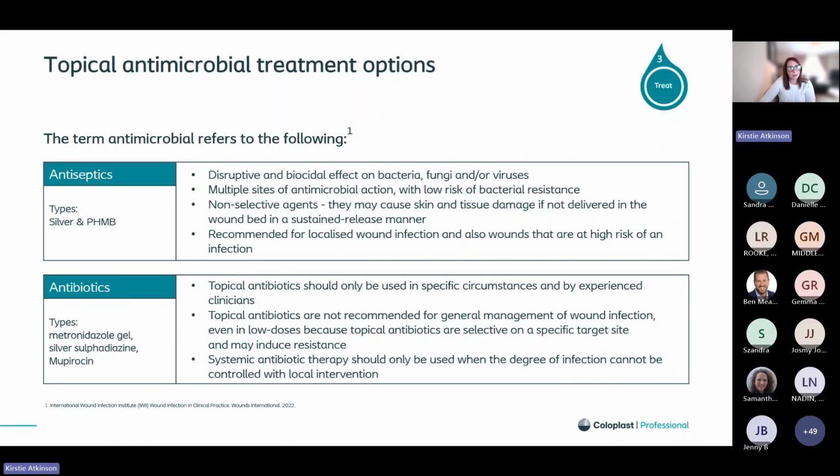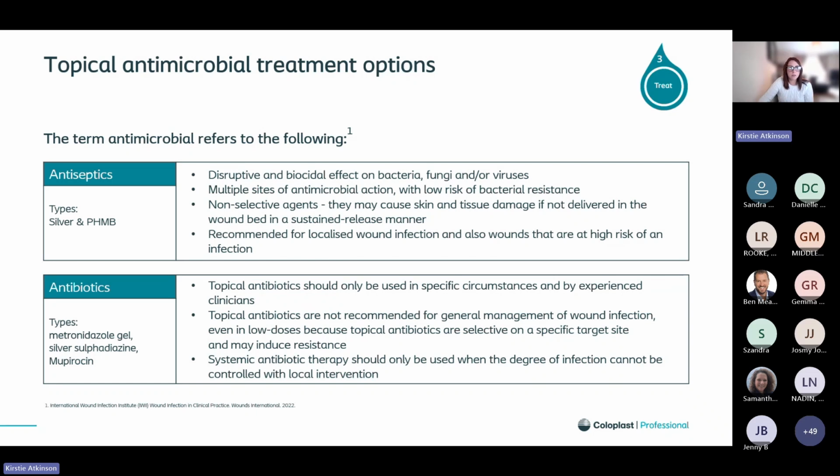There are different topical antimicrobial treatment options. You've got your antiseptics, which is your silver and your PHMB. And then you've got your antibiotics, like your metronidazole gel. So your silvers and your PHMBs are disruptive and do have a biocidal effect on bacteria. They have multiple sites of antimicrobial action and are at low risk of bacterial resistance. So when we're talking about antimicrobial stewardship and antimicrobial resistance, these are at low risk of developing that resistance.